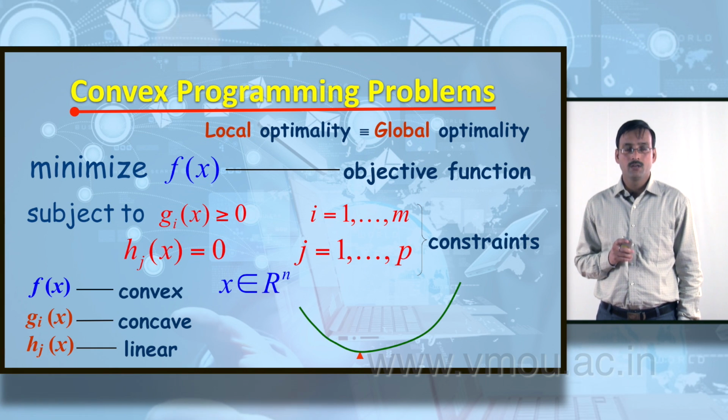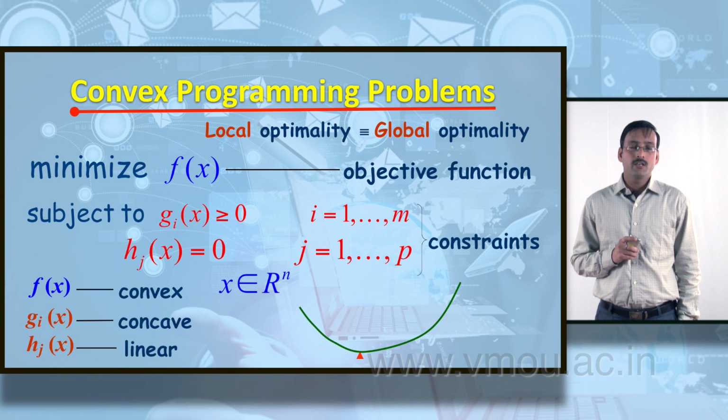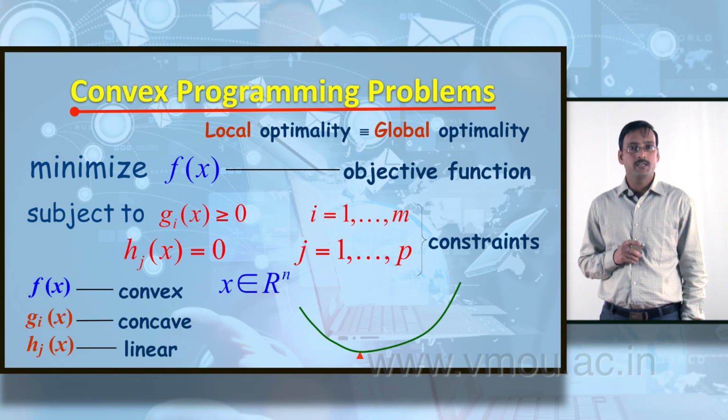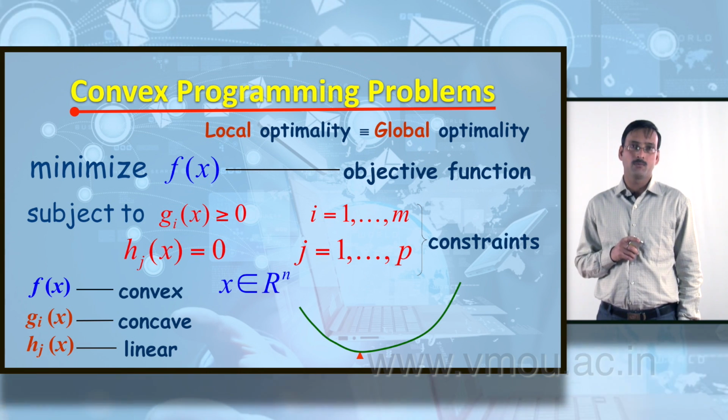I hope you understand that a function g_i(x) is said to be concave if minus g_i(x) is convex. So, if the inequality constraints are written in the form g_i(x) greater than or equal to 0, then g_i(x) should be concave, but if they are written in the form g_i(x) less than or equal to 0, then g_i(x) should be convex, and the equality constraints h_i(x) should be linear. Then this particular form of a nonlinear programming problem is known as the convex programming problem.